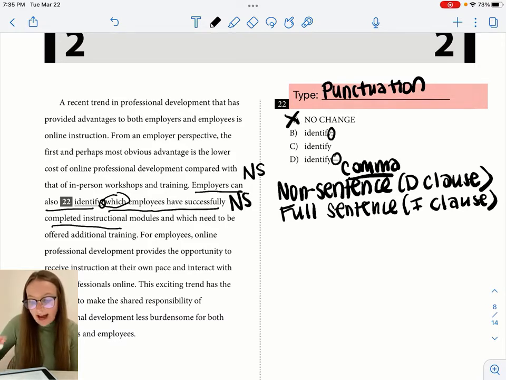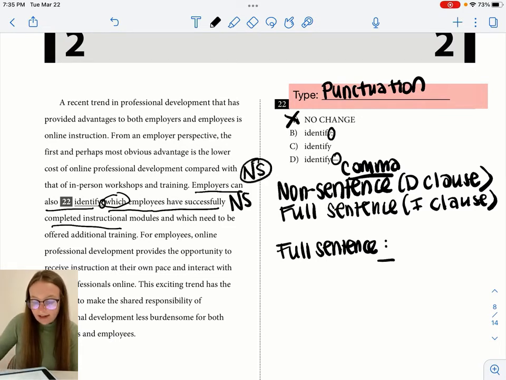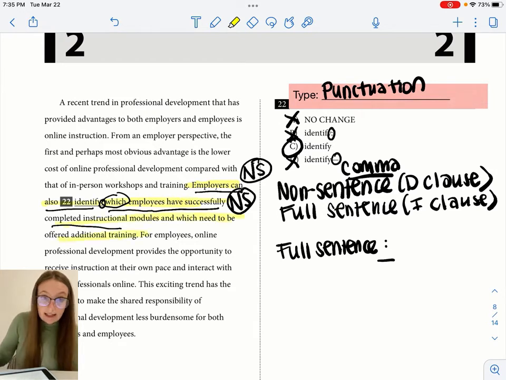Choice B is a colon, which is actually really similar to the single dash. A colon and a single dash, both are kind of like an opportunity to elaborate a little more, provide some follow-up information. And before we're allowed to ever use a colon or a single dash, we always need to have a full sentence, and then we're allowed to use a colon, or then we're allowed to use a single dash. But as we just said, employers can also identify is not a sentence, so we can't pick either B or D, so we're left then with choice C. So we don't put any punctuation when they are both not sentences, because the idea is that they have to stay together to make one big coherent sentence, which they do. If we read this all as one term, it would say employers can also identify which employees have successfully completed instructional modules and which need to be offered additional training.